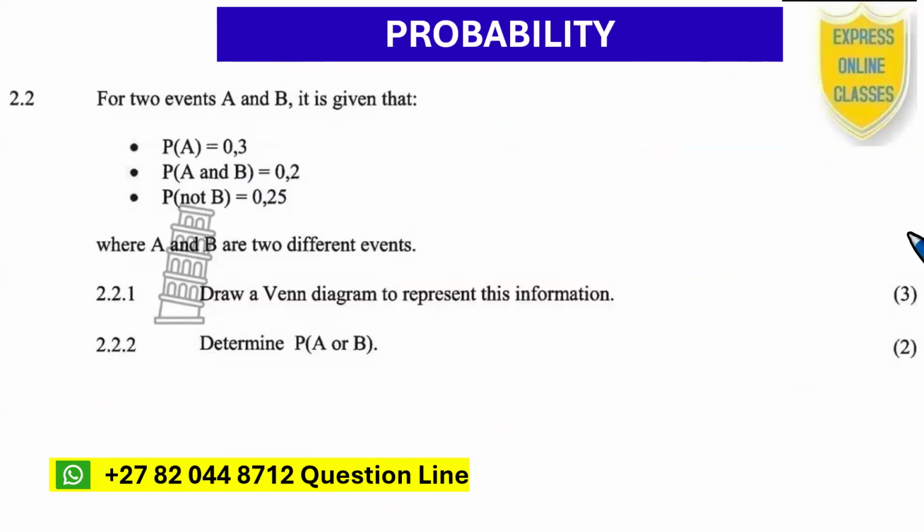2.2 is about two events A and B. It is given that the probability of A is 0.3, the probability of A and B is 0.2, the probability of not B is 0.25, where A and B are two different events. Draw a Venn diagram to represent this particular information.